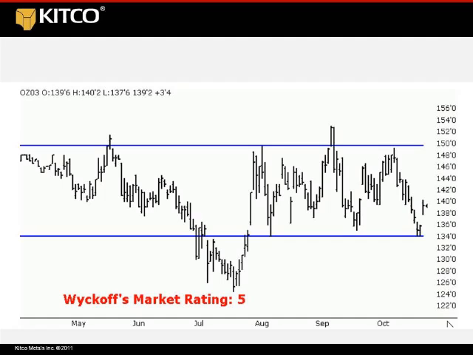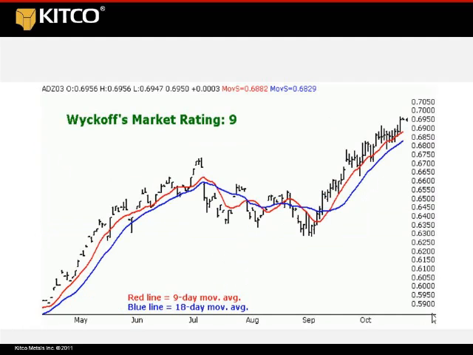Here's a market rating of 9, a pretty strong price uptrend in place, and also you'll see I have some moving averages on here. We'll talk about moving averages in a future webinar and go over some of what I call my secondary trading tools.